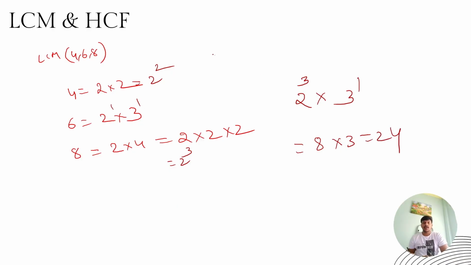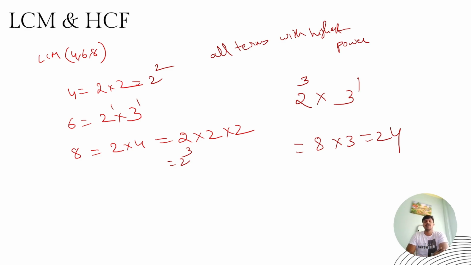Remember, all the terms, even if 3 is present in only one number, you still have to take that one. That's the meaning of all the terms with their highest power. Okay, take all the terms with their highest power, multiply them, you will get your LCM.